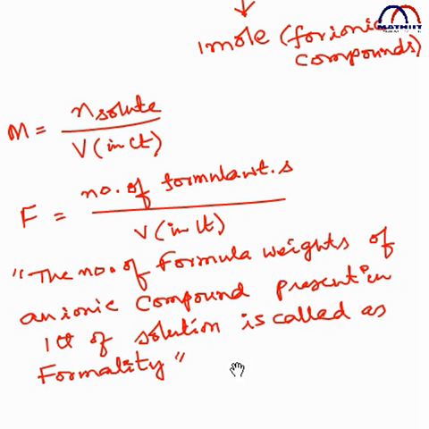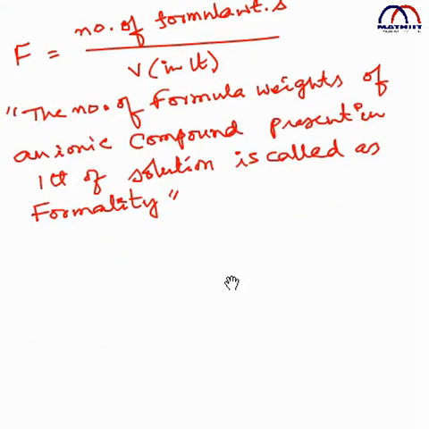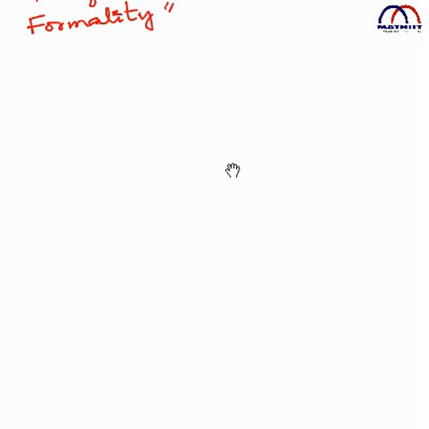Now we have discussed what formality is and how it is given in the case of ionic compounds, and how it is different from molarity. What we have learned about formality is that it is equal to molarity, but specifically used for ionic compounds, since ionic compounds do not contain molecules, instead they contain formula units.